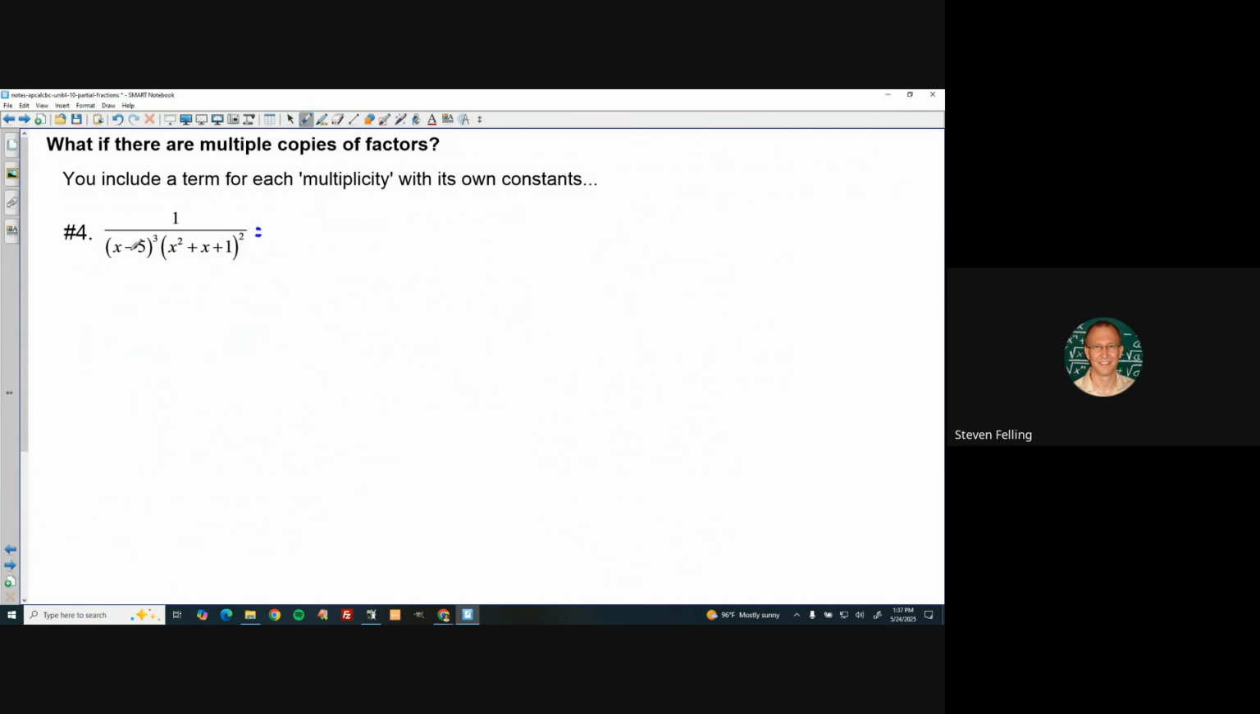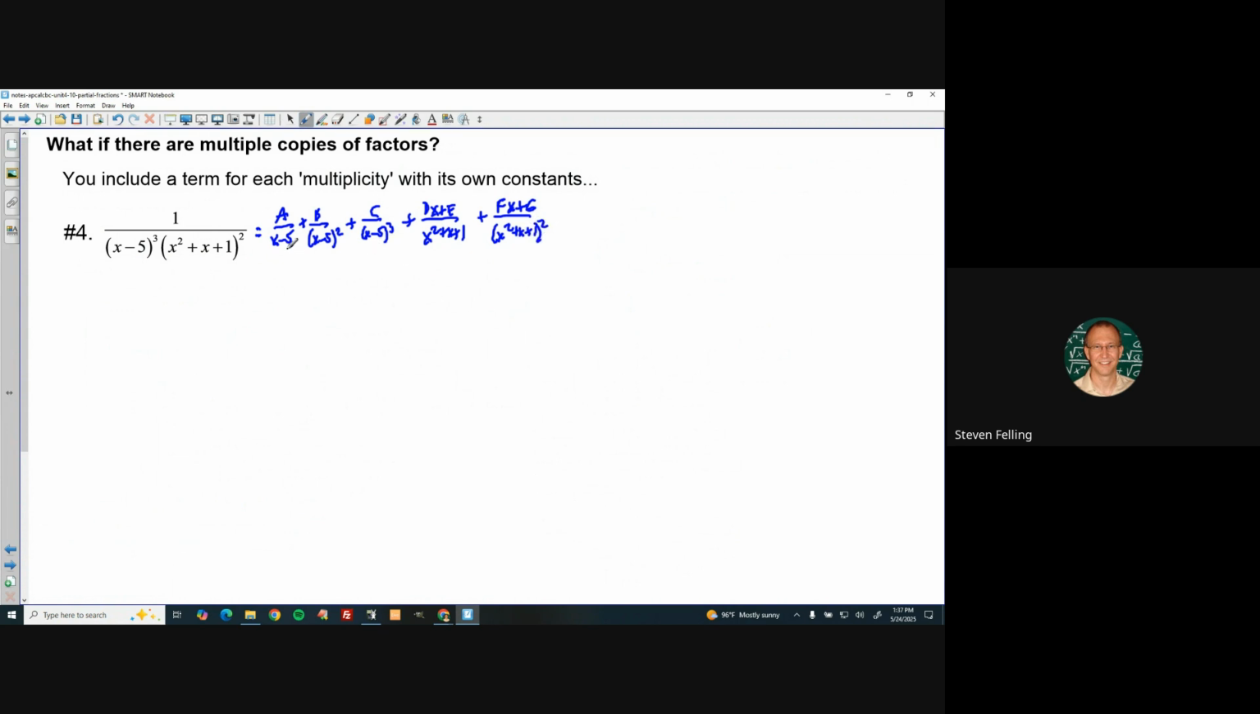So we have a linear factor that's cubed. So in order to set this up, you would have to put a constant over just x - 5, plus another constant over (x - 5)², and then since it's cubed, plus another constant over (x - 5)³. Right? And then for this quadratic, you would have to add the equation of a line, Dx + E, over 1 copy of that because it's squared. And then because it's squared, you would have another Fx + G over (x² + x + 1)².